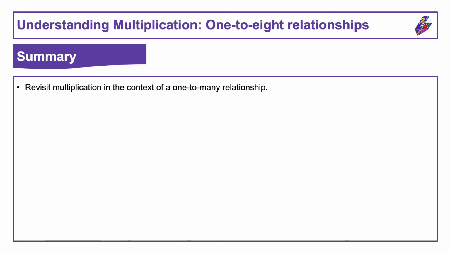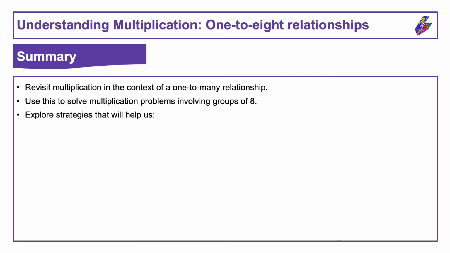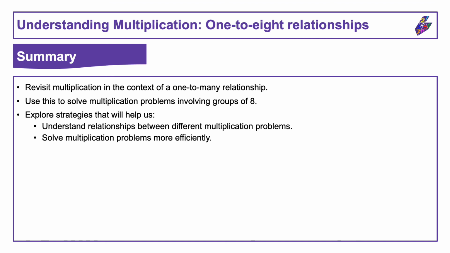So to summarise, we've revisited multiplication in the context of a one-to-many relationship. We've used this to solve multiplication problems involving groups of 8. And we've explored strategies that will help us understand relationships between different multiplication problems and solve multiplication problems more efficiently. In this particular video, we looked quite a lot at double strategies, but this wasn't the only way to solve these problems.